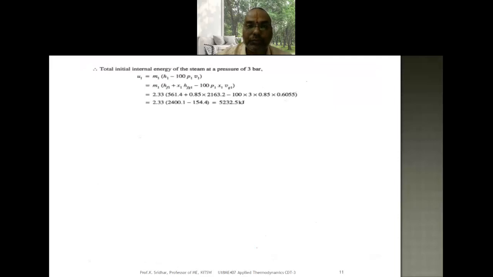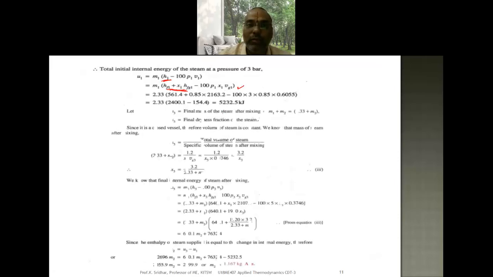And similarly, find the value of the total internal energy, the U1 formula, because the initial condition of the steam is wet steam. So the H1 formula will be equal to Hf1 plus X1 into Hfg1. And similarly, you substitute the values of X1 and Vg1 from the steam tables or from the Mollier diagram. So we are able to find the value of U1.